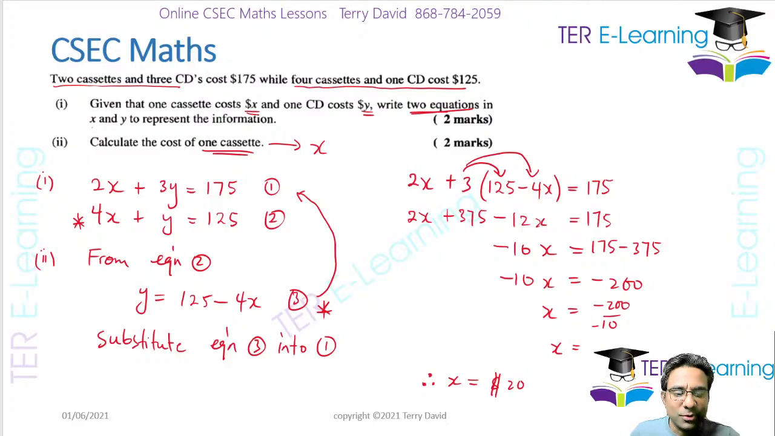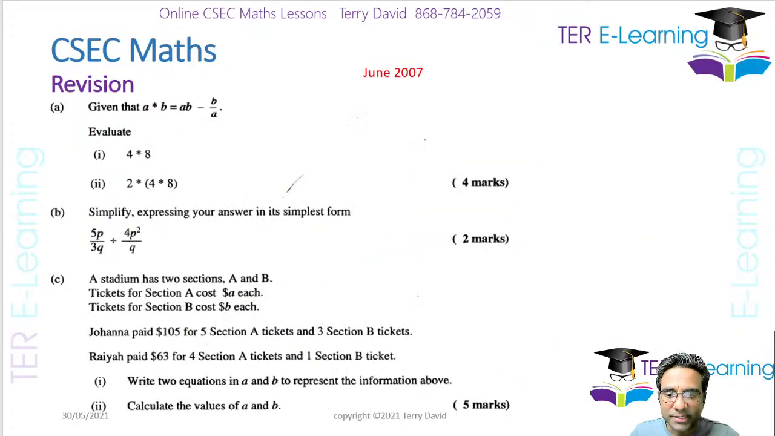So my answer is x equals 20. So I see some of you all getting that. That's great. So let's jump to our next question. So this is 2007. We've done a few questions already within the hour, which is good. So June 2007 here now.